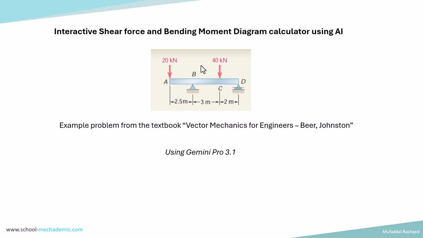So I'll be using the Gemini Pro 3.1 model. So let's go ahead and do that. This is the problem which we'll be taking, an overhanging beam, which has a pin support here and a roller support here. And there are two loads, 20 kilonewton and 40 kilonewton, and A, B, C, D are the points. This is the input which I'll be giving to the AI along with the prompt, and it will do the coding and create a web app for me. So let's see how it does that.